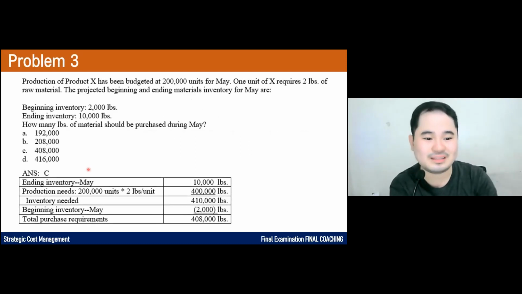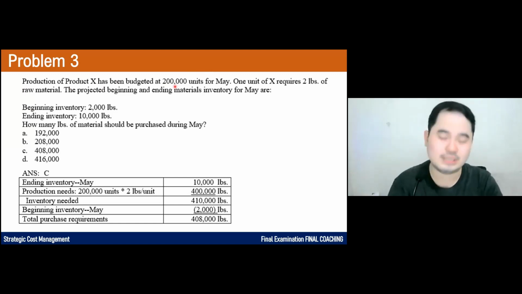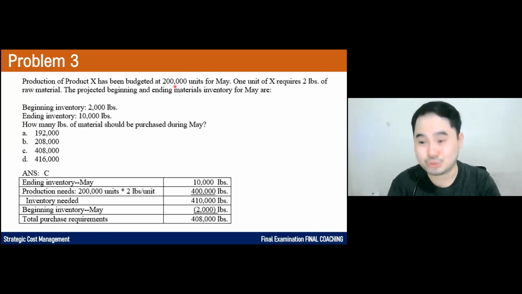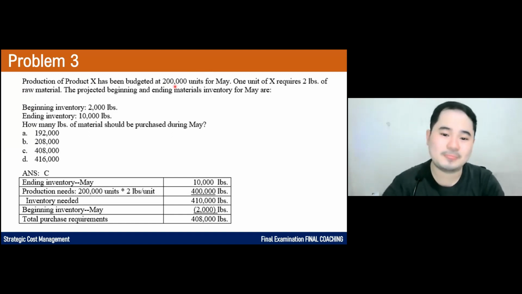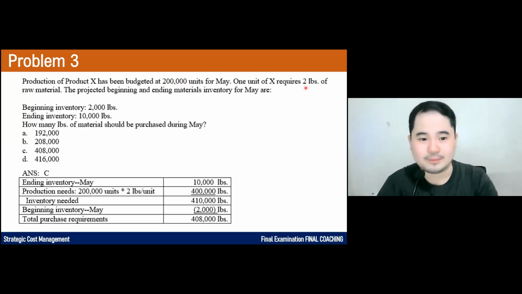Okay? Dito naman tayo. Paano naman kapag binigay na yung production? Ito yung sinasabi ko sa inyo. Nagbigay na ng production requirements, materials naman ang tinatanong sa inyo. So inventory lang naman 'yan, no? Inventory lang naman pag ang tanong sa inyo materials o kaya production, usually inventory lang 'yan. Okay? Binigay na 200,000 units daw. 2 pounds daw kada isa. The projected beginning and ending inventory is this one. So 2,000 beginning, 10,000 ending. Ilan daw ang bibilin? Okay.